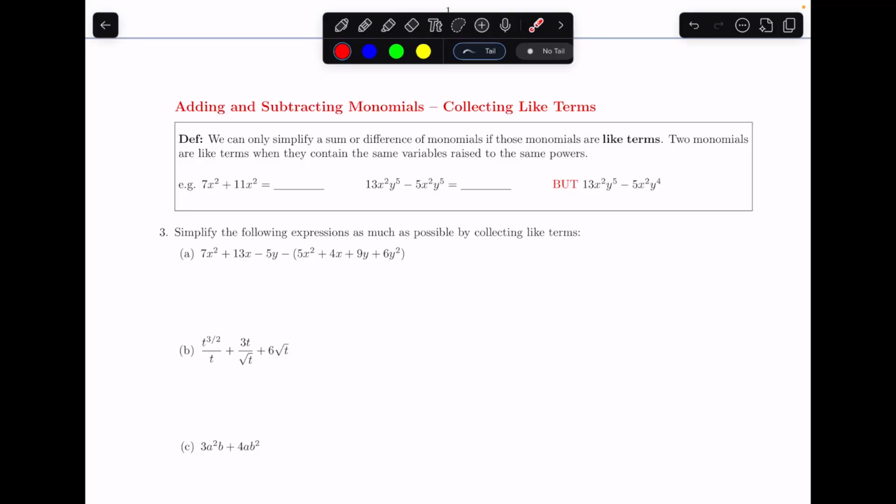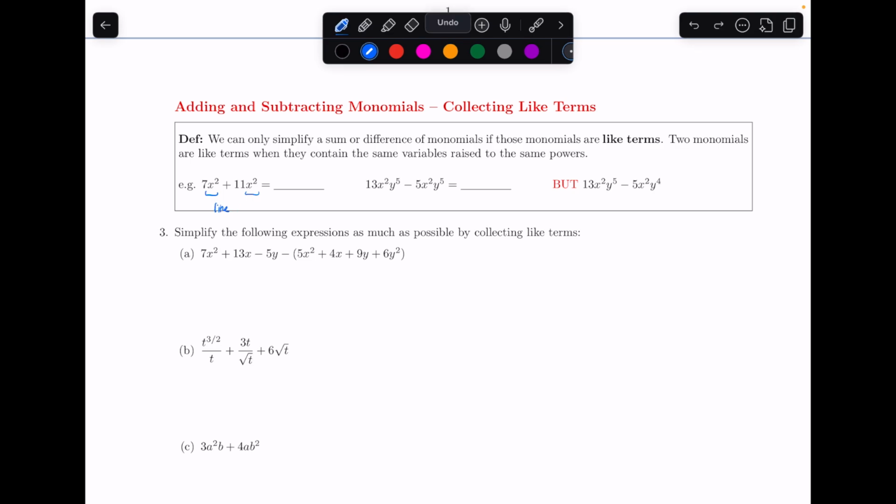In this video, we're going to talk about how we add and subtract monomials by collecting like terms. So we can simplify a sum or difference of monomials as long as those monomials are what are called like terms. For example, if I have 7x squared and 11x squared added together, both of these terms have a number multiplying x squared. It's the exact same variable to the same power. So these are considered like terms.